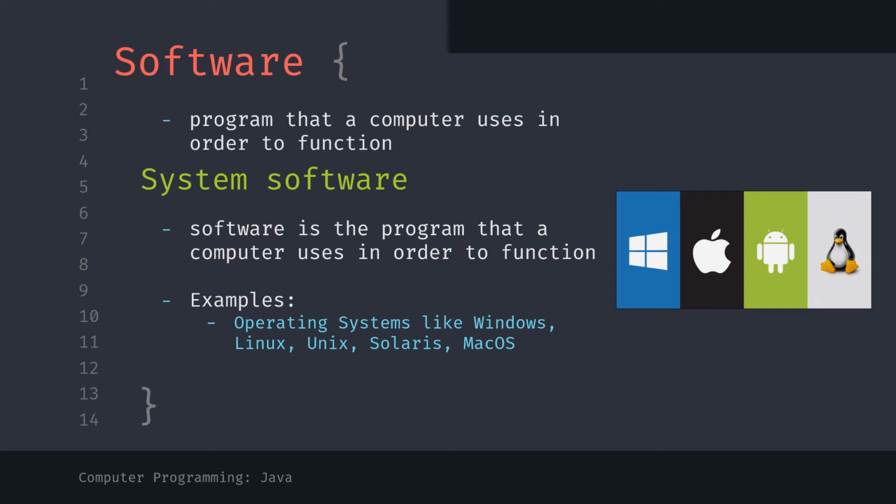System software. This is a software that a computer uses in order to function. Examples of system software or operating systems are Windows, Linux, Unix, Solaris, and Mac OS.